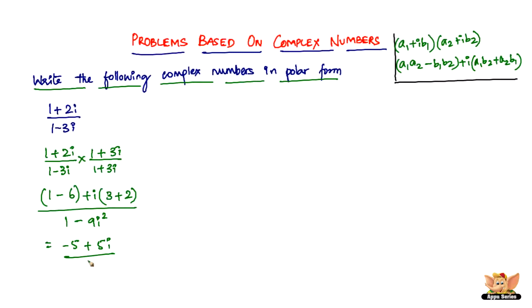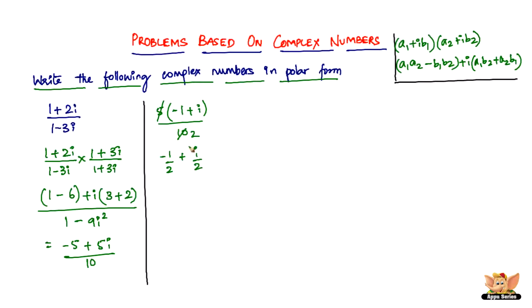So it's 10, and in the next step we'll simplify this a little further. We can factor out 5, we'll have minus 1 plus i divided by 10, which will make it, 5 goes 2 times in 10, right? So it'll be minus 1 by 2 plus i by 2. So this will be the complex number of the form a plus ib, right? That's the first step that we've done, in order to convert this given complex number into its polar form.